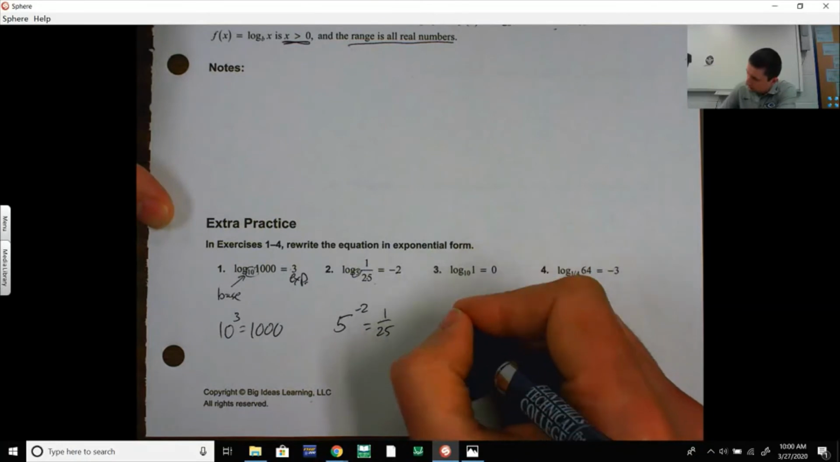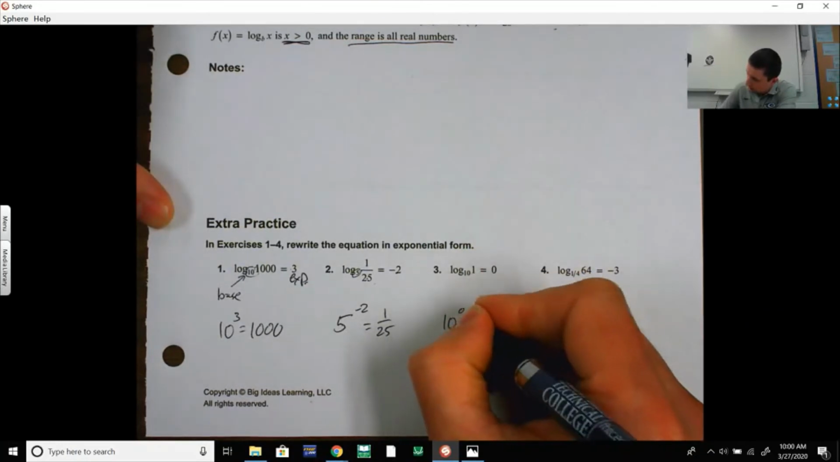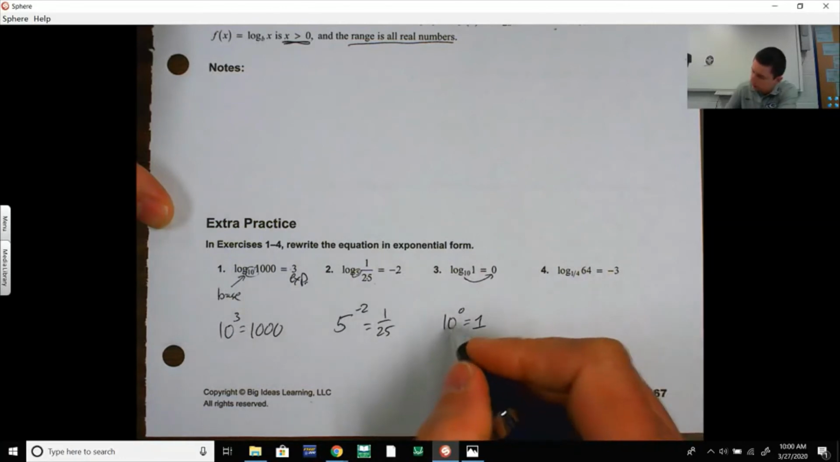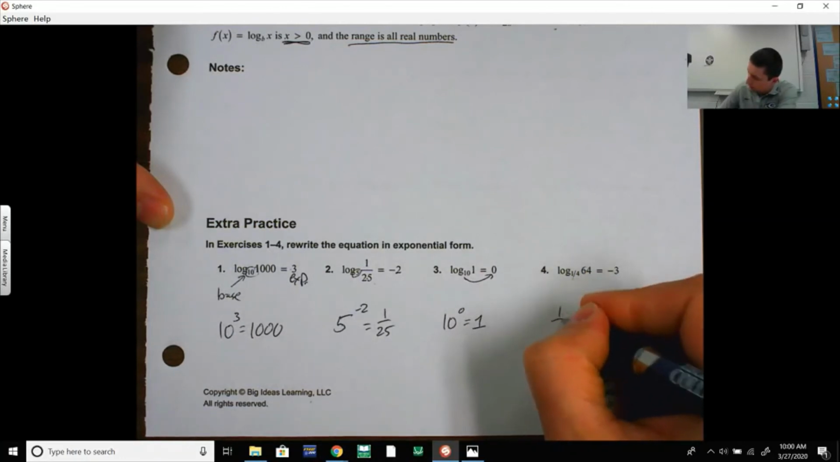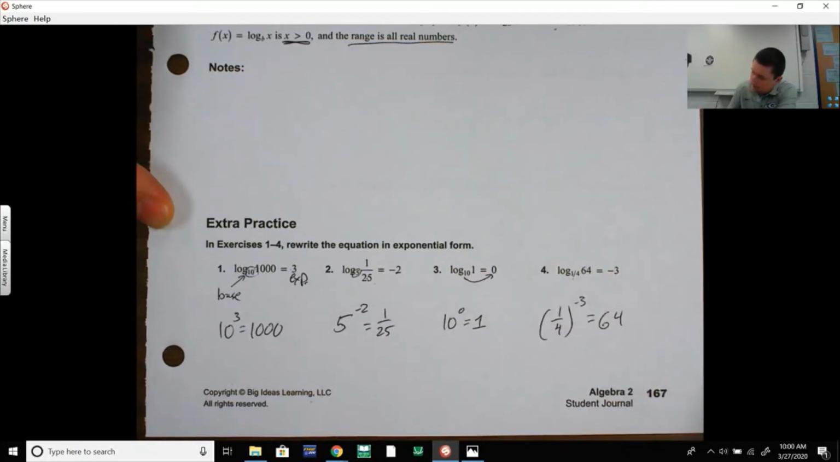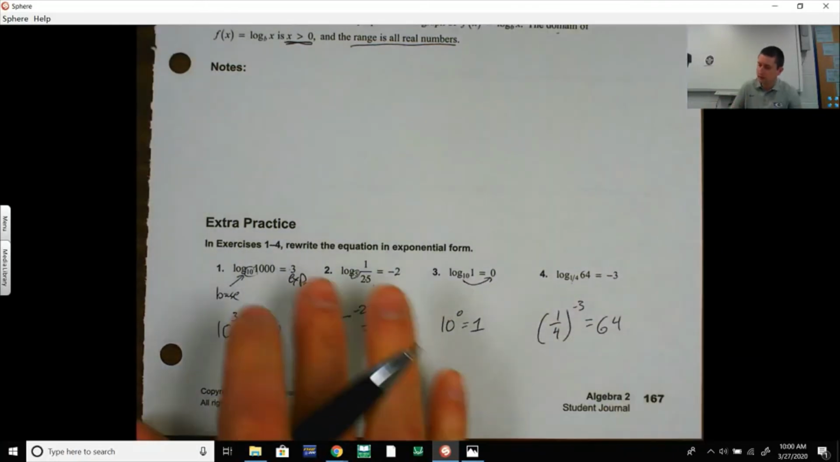So 10 to the 0 power equals 1. You can check that on a calculator. 1/4 to the -3rd equals 64. You don't have to do any calculating. You just need to know how to convert those.